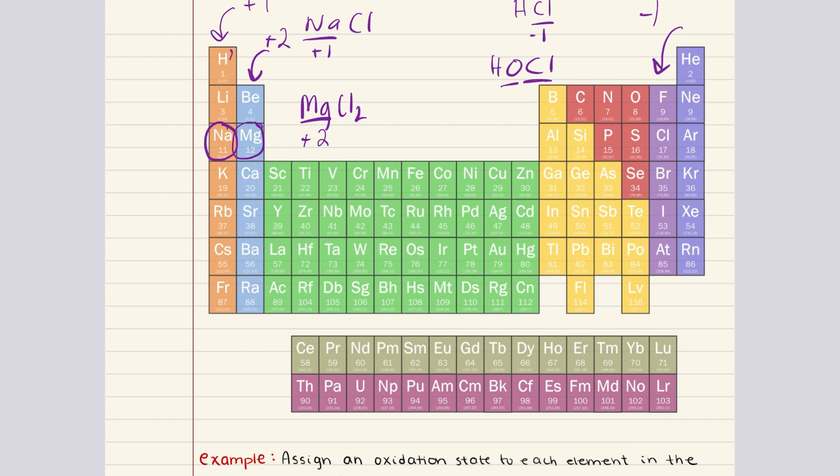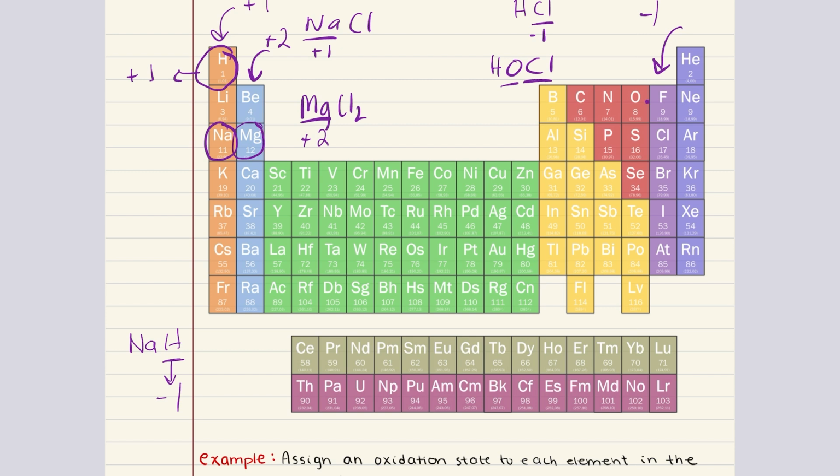Hydrogen usually has an oxidation number of +1 when it's bonded to nonmetals. The rules change when hydrogen is bonded to metals. When hydrogen is bonded to metals in metal hydrides, it actually has an oxidation number of -1. A good example is sodium hydride. Hydrogen in sodium hydride has an oxidation number of -1.